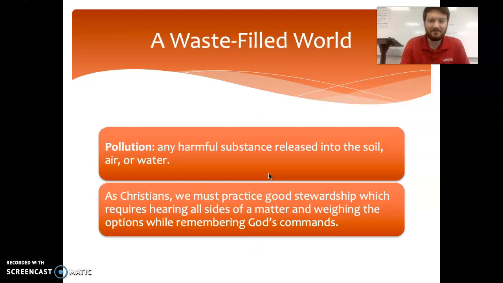So, a waste-filled world. Pollution is any harmful substance released into soil, water, or air. As Christians, we must practice good stewardship and hear all sides of a matter before we make a decision. We must weigh in God's command. So is it ever wrong to start a fire? No. But that's going to cause carbon dioxide, something that might pollute the atmosphere.